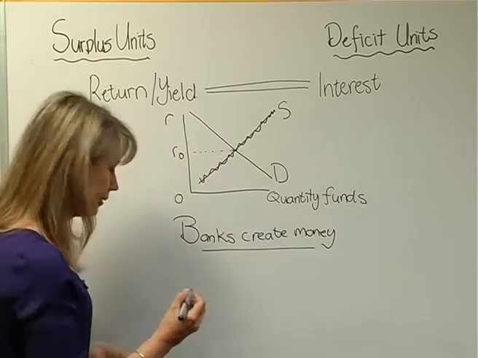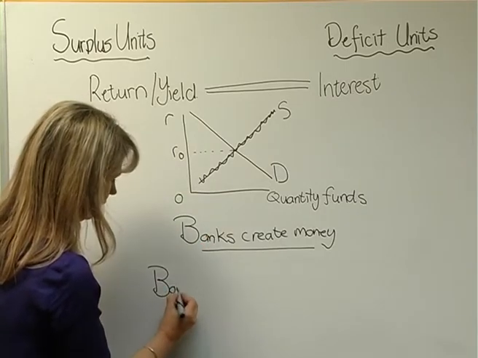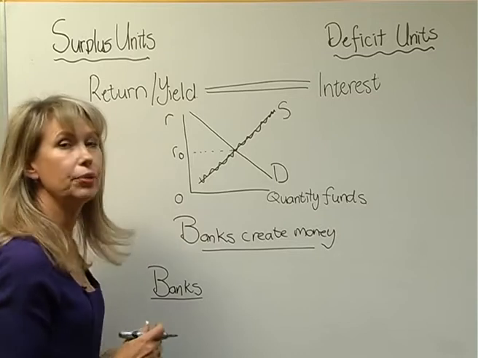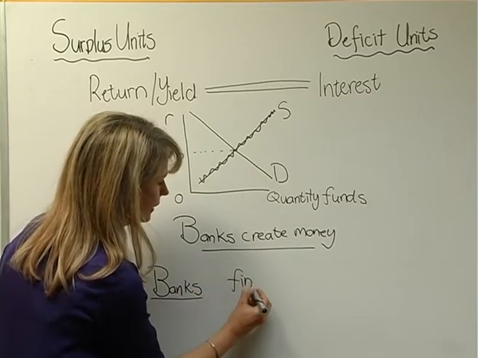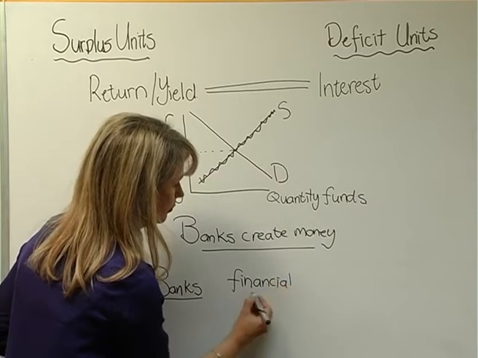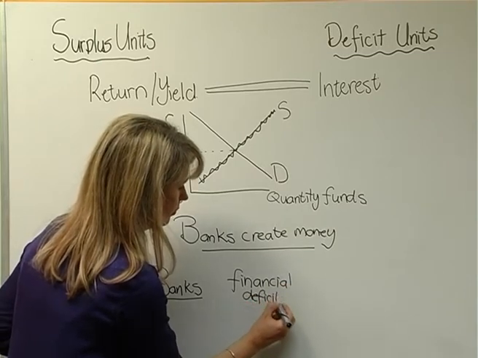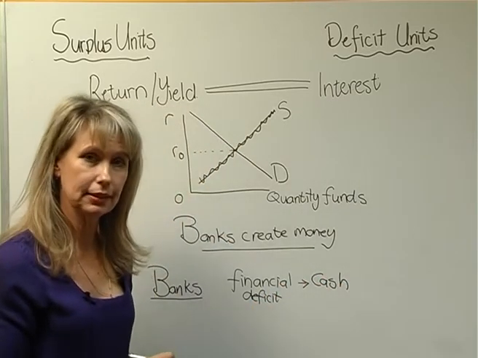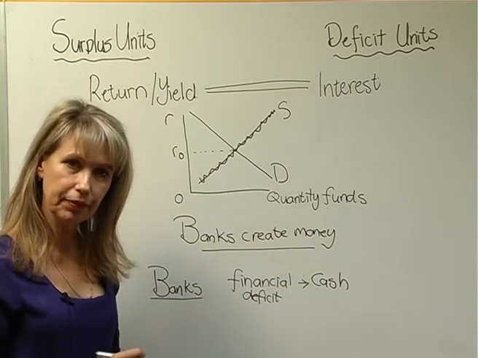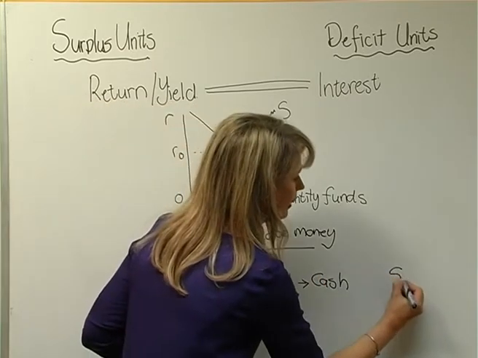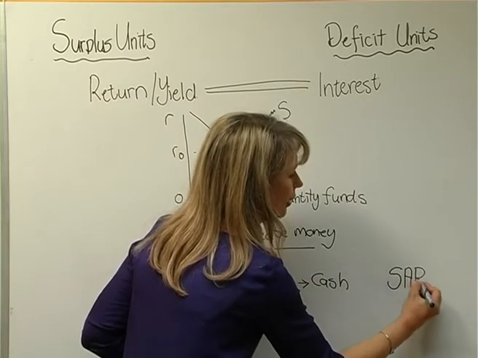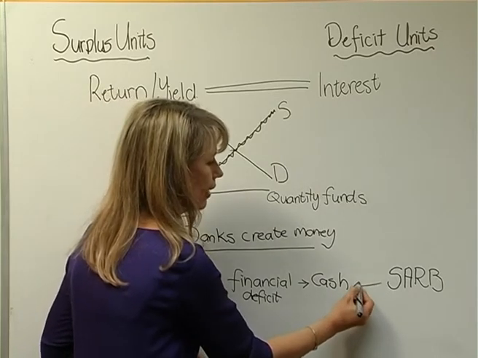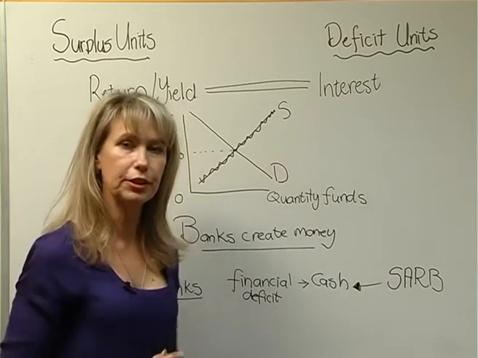If we look at banks, banks will sometimes experience a financial deficit. They need to hold cash for several reasons. And if they don't have enough cash, they have to borrow that from the central bank, which is the South African Reserve Bank in South Africa. So if banks need cash, they have to borrow that from the Reserve Bank.